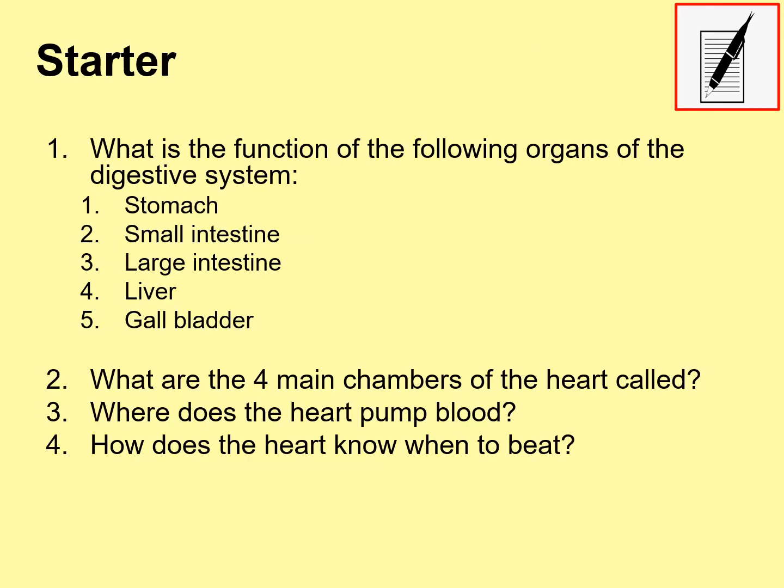Today's starter, following on from what we learnt from last lesson, what is the function of the following organs of the digestive system? So what does the stomach do? What does the small intestine do? The large intestine do? The liver and the gallbladder?